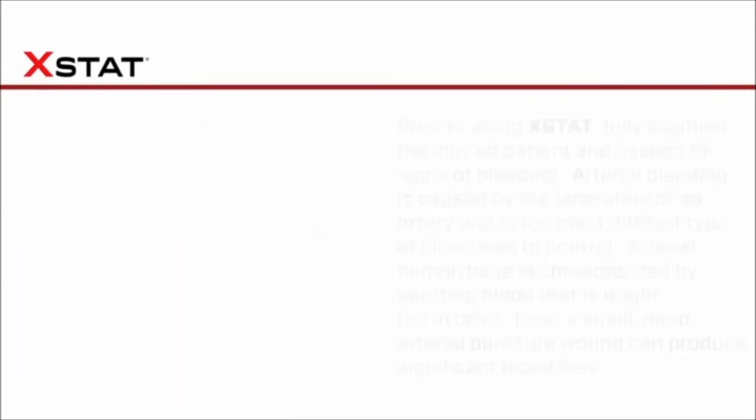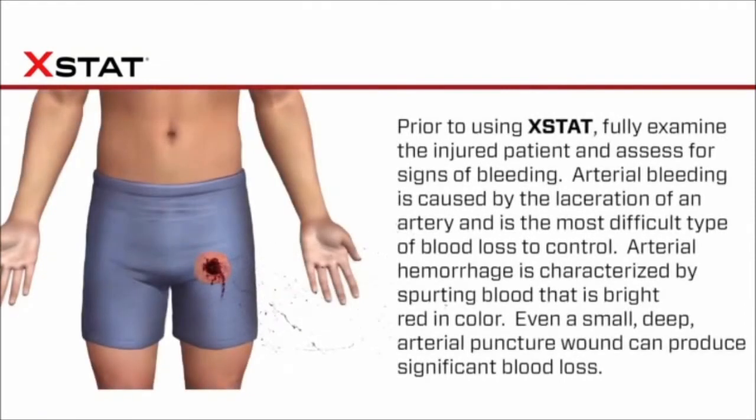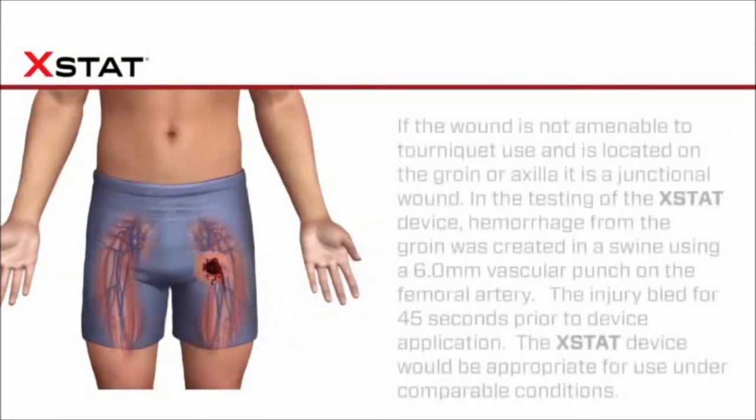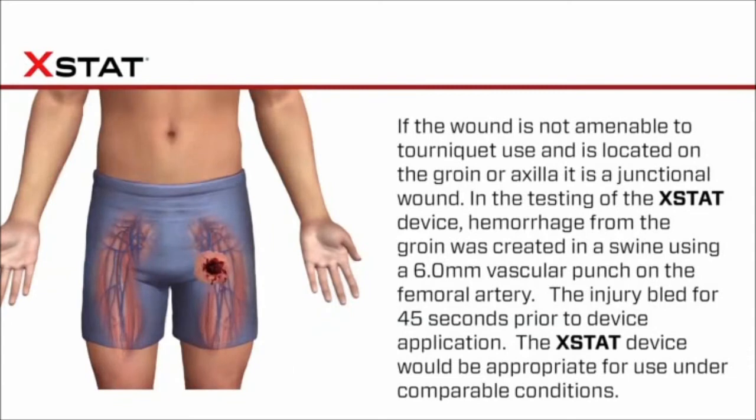Prior to using XStat, fully examine the injured patient and assess for signs of bleeding. Arterial bleeding is caused by the laceration of an artery and is the most difficult type of blood loss to control. Arterial hemorrhage is characterized by spurting blood that is bright red in color. Even a small, deep arterial puncture wound can produce significant blood loss. If the wound is not amenable to tourniquet use and is located on the groin or axilla, it is a junctional wound.